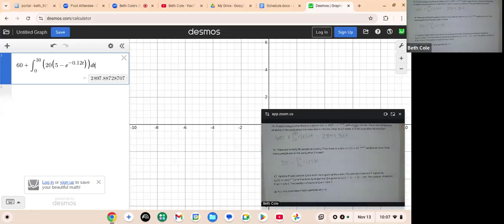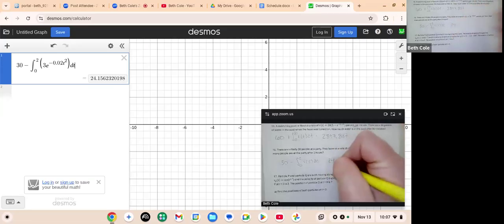All right, for this one, let me just start all over. I'm going to do 30 minus integral 0 to 2, and it is 3e to the power negative 0.02 t squared, close parenthesis, dt. All right, and make sure it makes sense. We started with 30 people and they're leaving, so we should end up with fewer people. And I'm going to round this to a whole number so that we don't have a decimal point of a person.